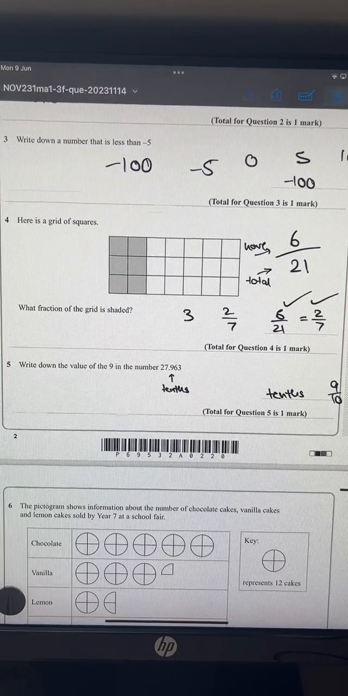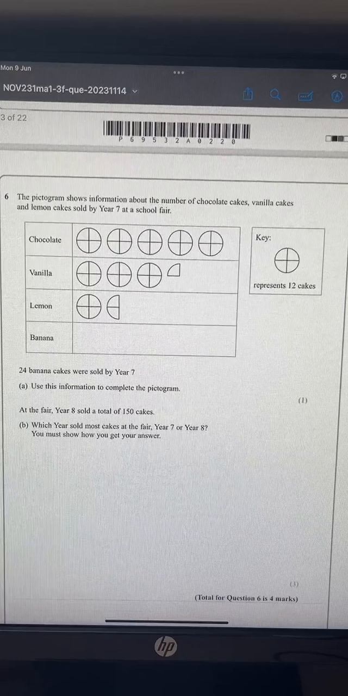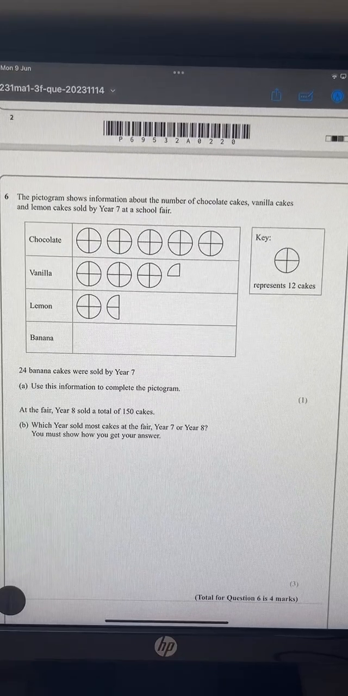Yep. Well, that's page 1 done. Question 6. The pictogram shows information about the number of chocolate cakes, vanilla cakes, and lemon cakes sold by year 7 at a school fair. So chocolate, vanilla, lemon, banana. This whole circle with 4 slices represents 12 cakes. 24 banana cakes were sold by year 7. Use this information to complete the pictogram.